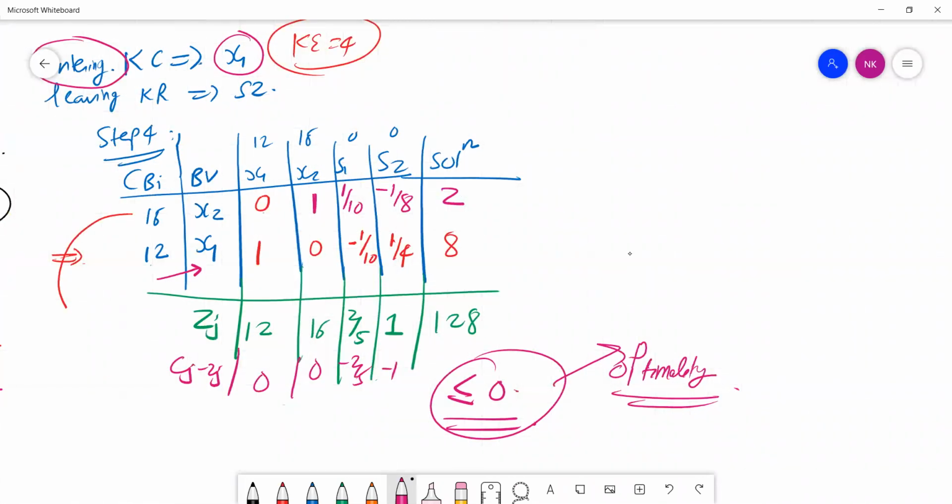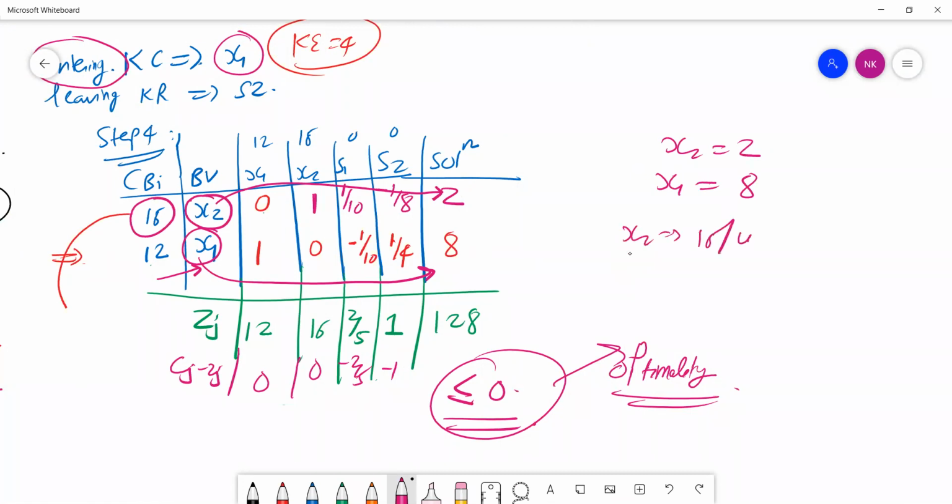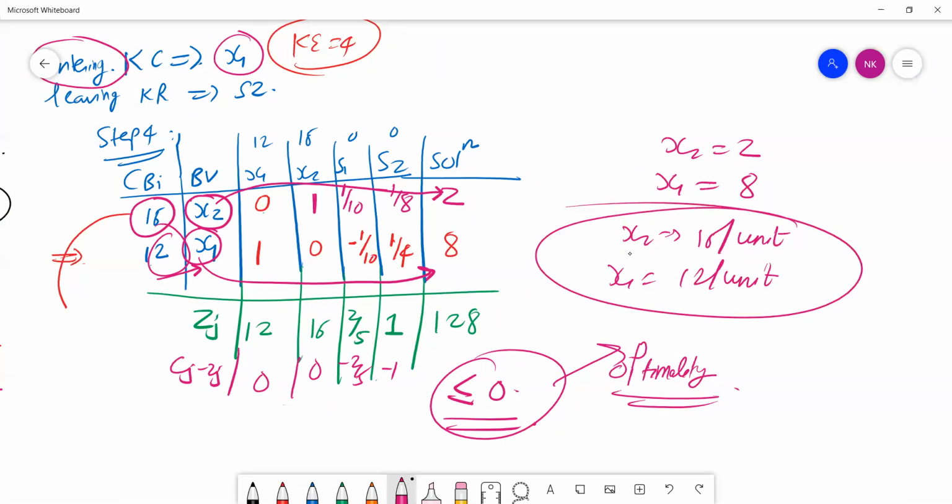That means over here, corresponding to x2, you are having 2 units. Corresponding to x1, you are having 8 units. x2 is having 16 rupees per unit, and x1 is having 12 rupees per unit. So that is what we have been given.